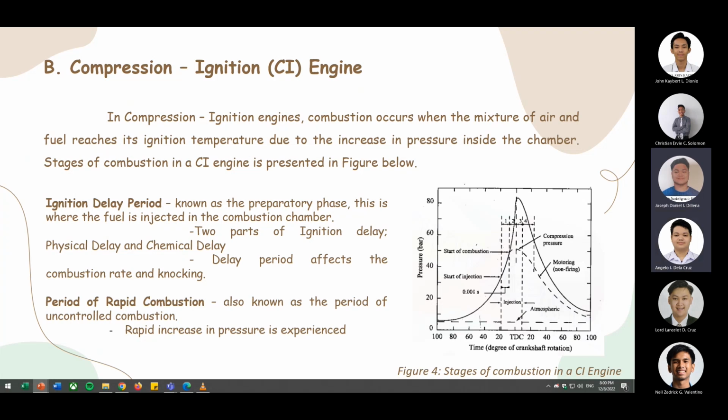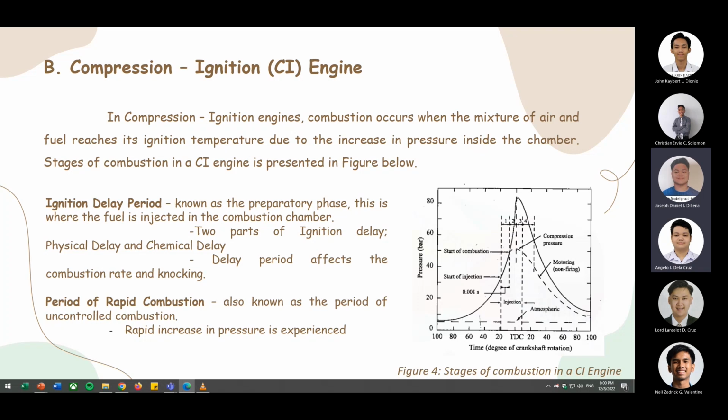Next po is yung compression ignition engine. So for this part, in compression ignition engines, combustion occurs when the mixture of air and fuel reaches its ignition temperature due to the increase in pressure inside the chamber. So yung compression ignition engines ay most commonly known as yung sa mga ginagamit na engines for diesel fuel.